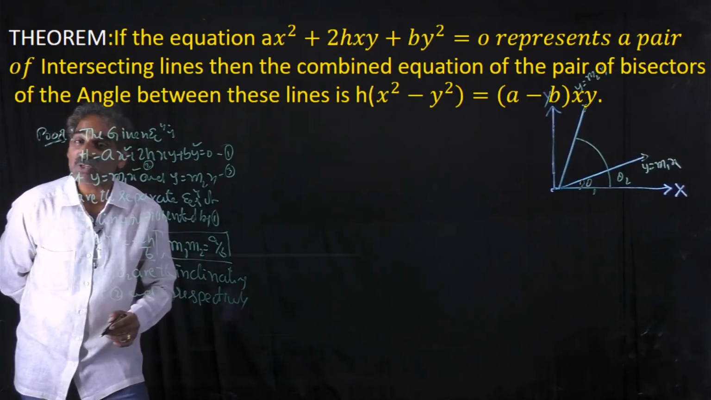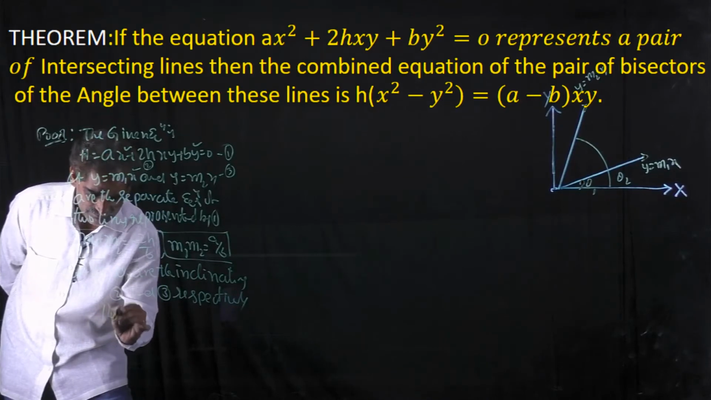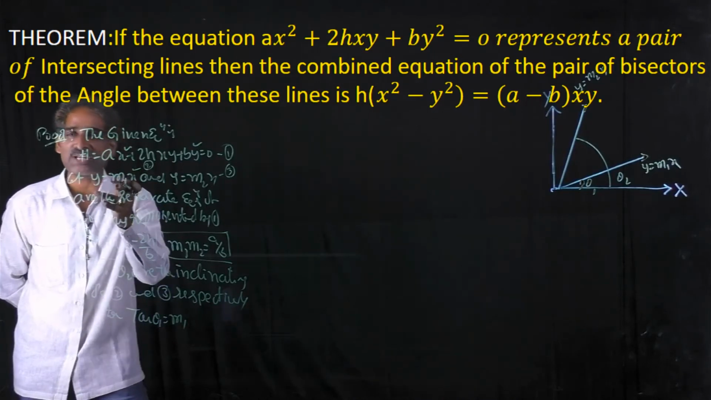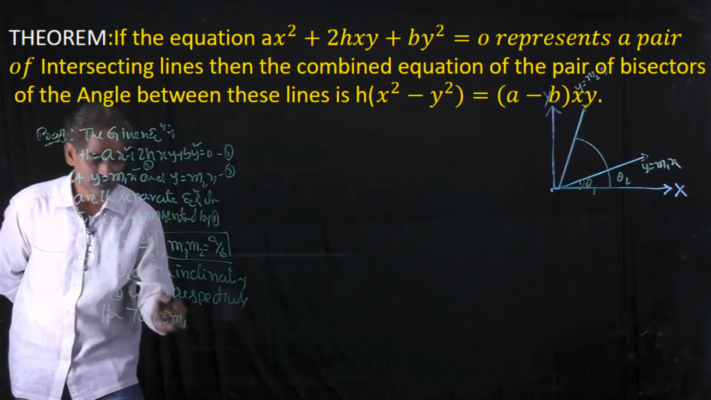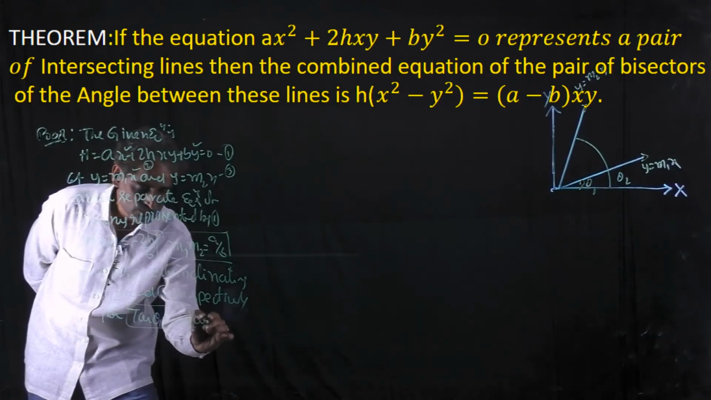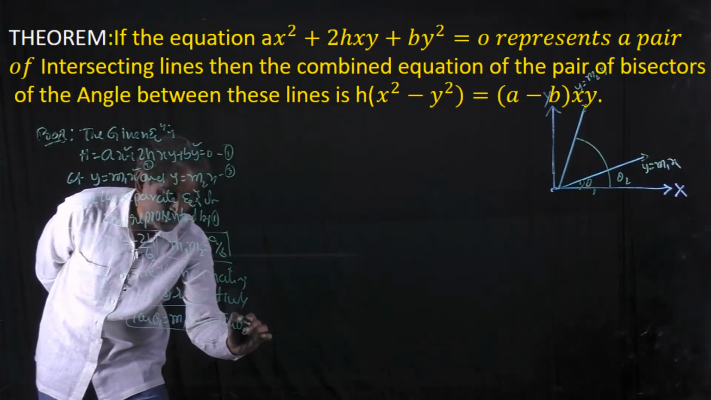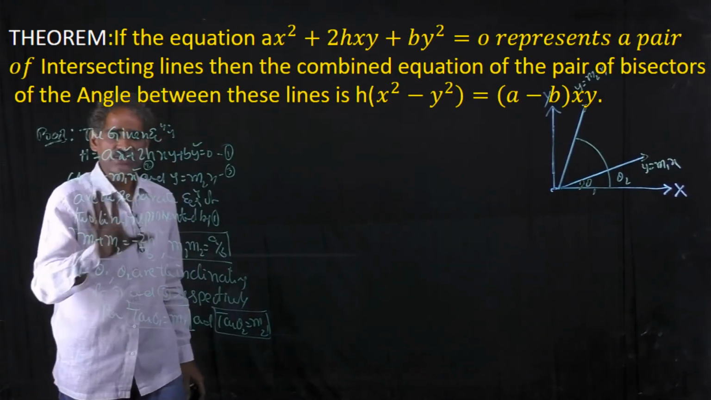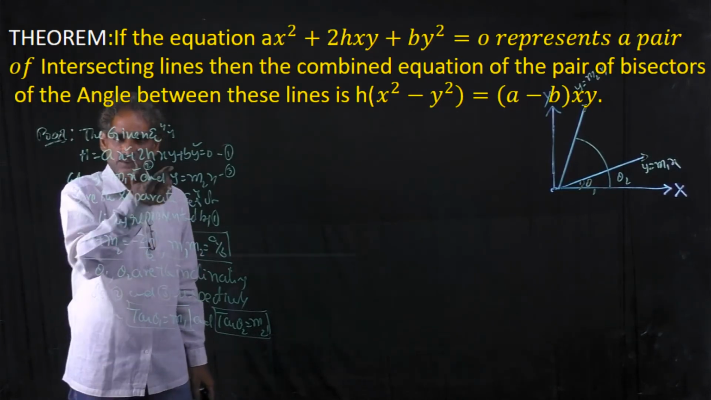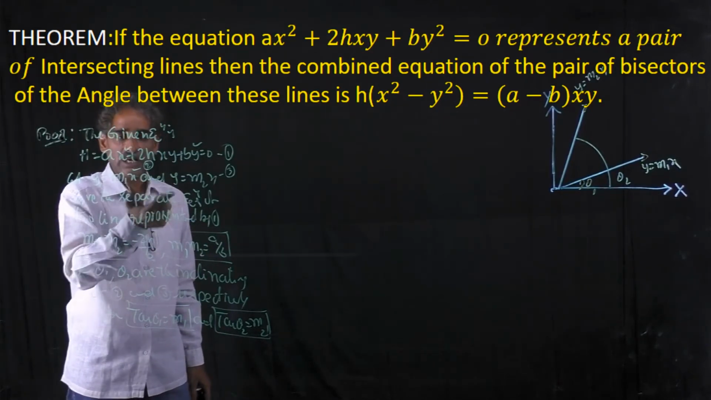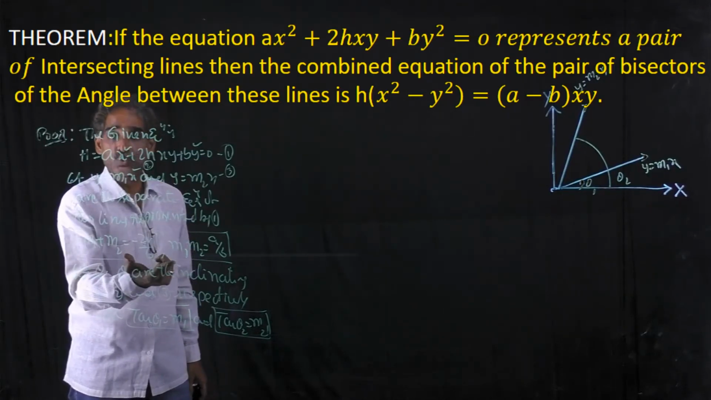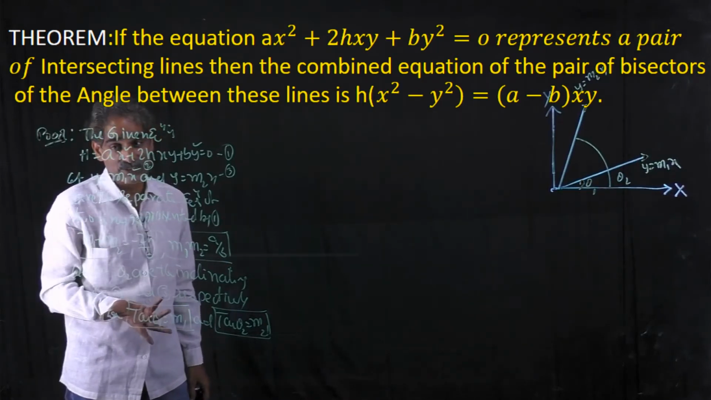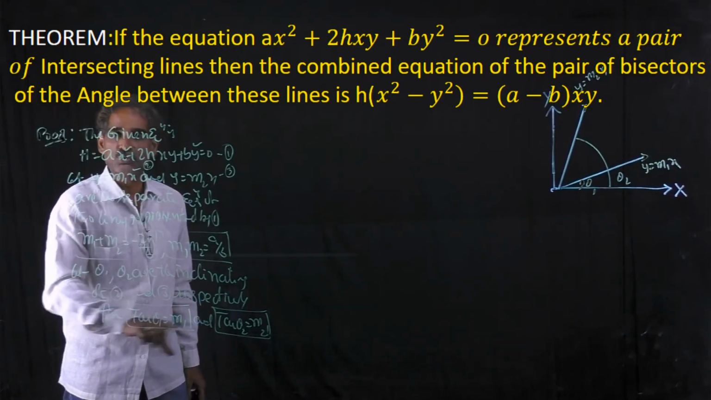If theta 1, theta 2 are the inclinations, what about the slopes? Then tan theta 1 is equal to m1, because m1 is the slope of this line and its inclination is theta 1. And tan theta 2 is equal to m2. Understand? This just introduces the two lines represented by 1, and the connection between m1 and m2 and the coefficients is these two. The connection between slope and inclination is these two.